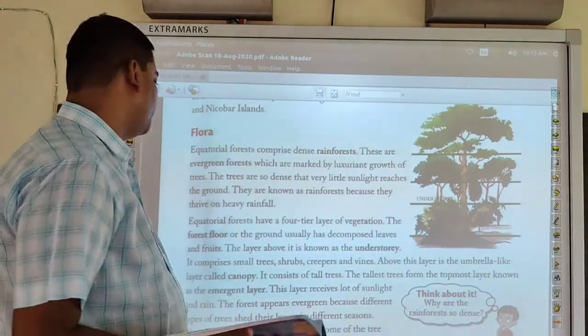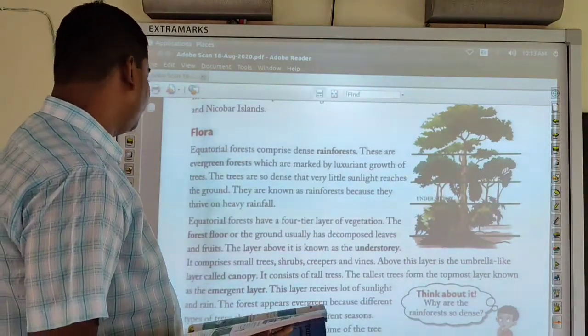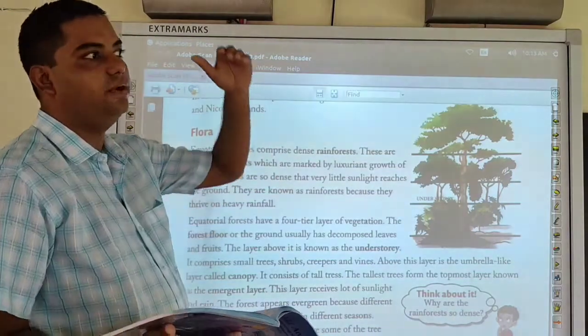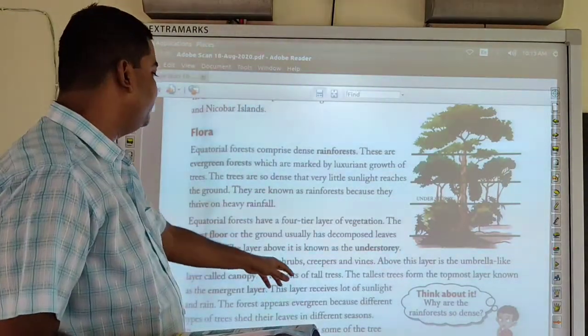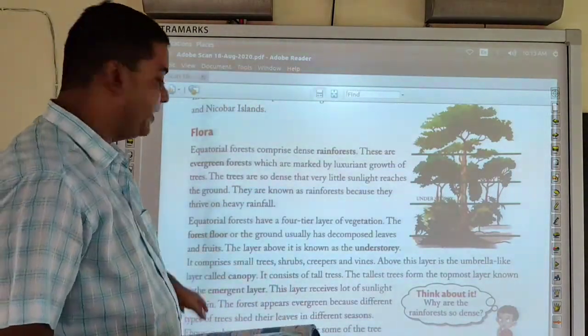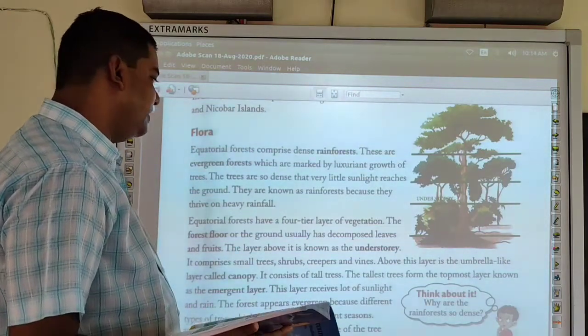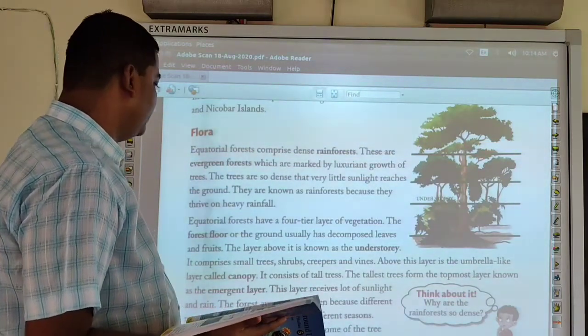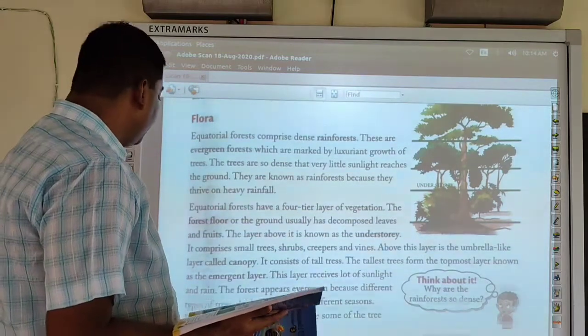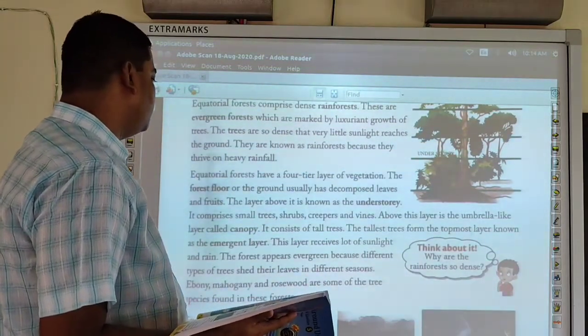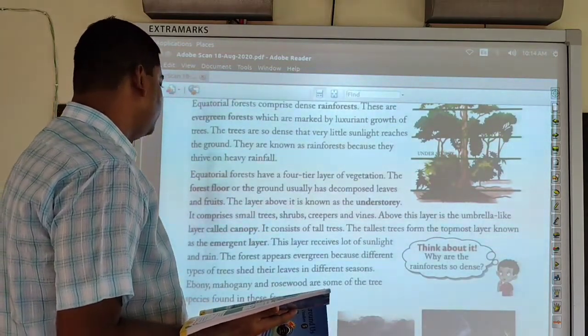This is the topmost portion. This layer receives a lot of sunlight and rain, because it is lying on the topmost region. The forest appears evergreen because different types of trees shed their leaves in different seasons. Ebony, mahogany and rosewood are some of the tree species found in these forests.